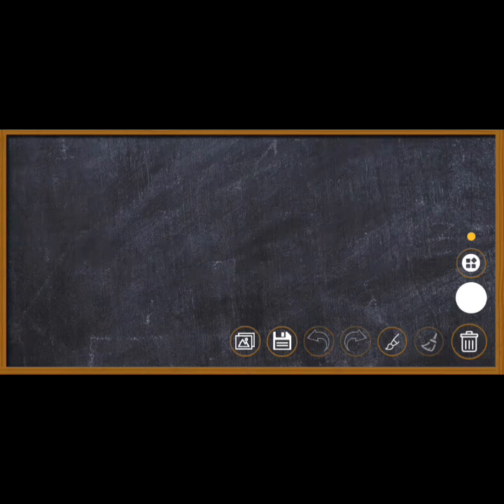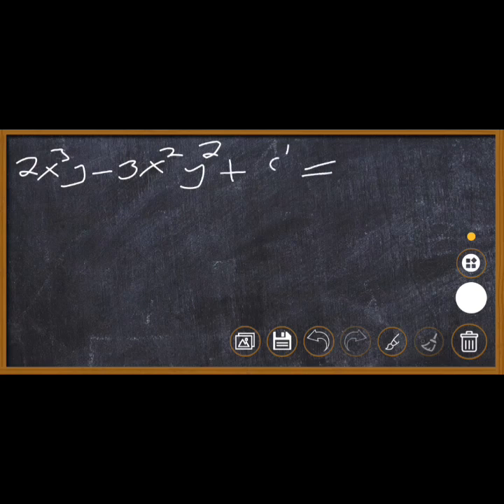So remember, after we have differentiated, we have 2x cubed y minus 3x squared y squared, and then plus c prime. So this we are going to equate to the function of n. The original function of n was 2x power 3 y, then minus 3x squared y squared, then minus 5y power 4.